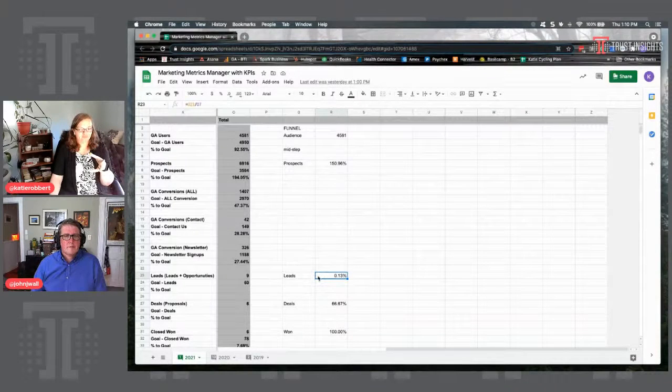It's 0.13%, which is really, really, really low. It's not even a 1% conversion. And so that's where our funnel is broken.